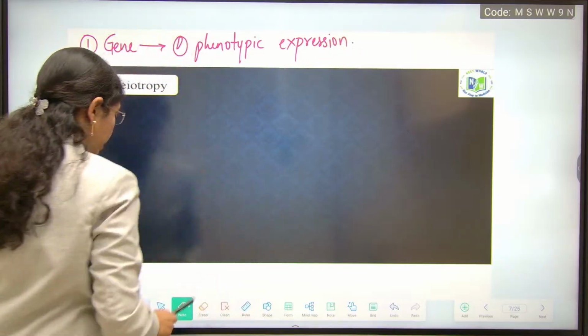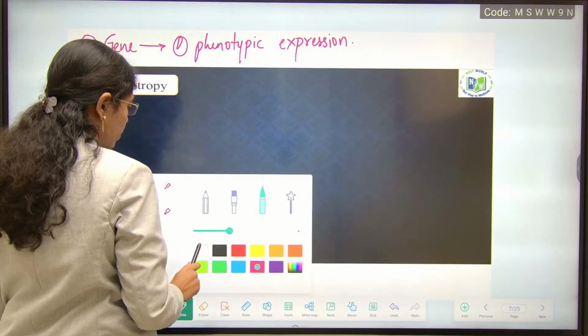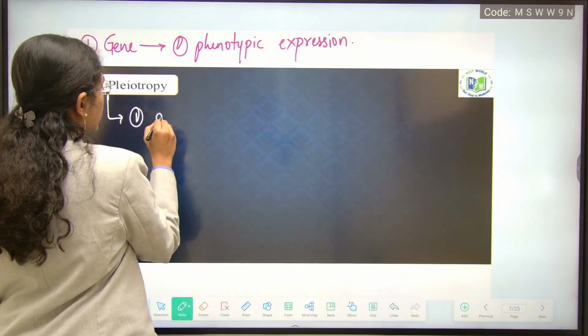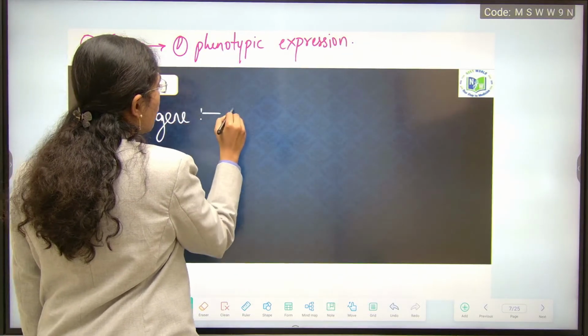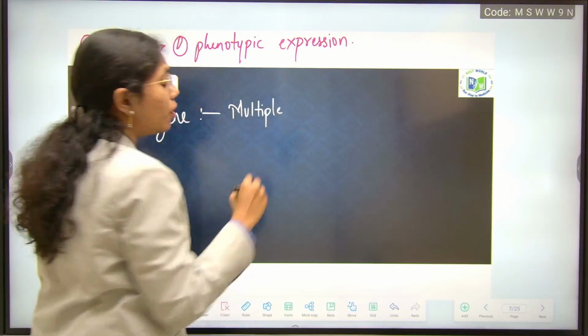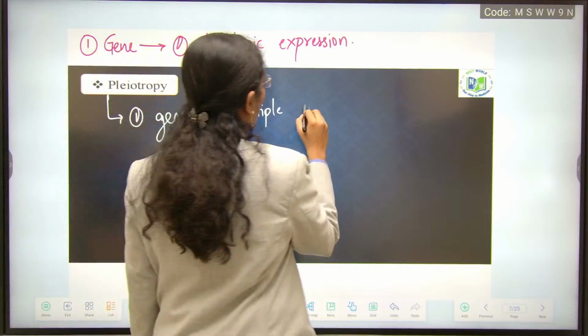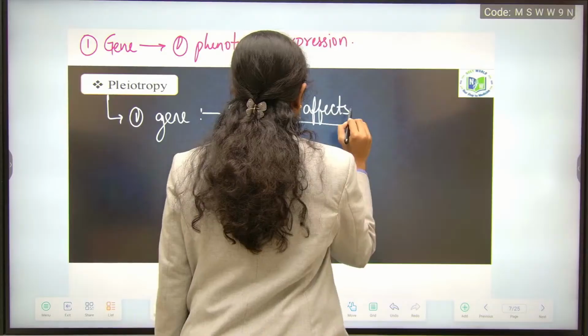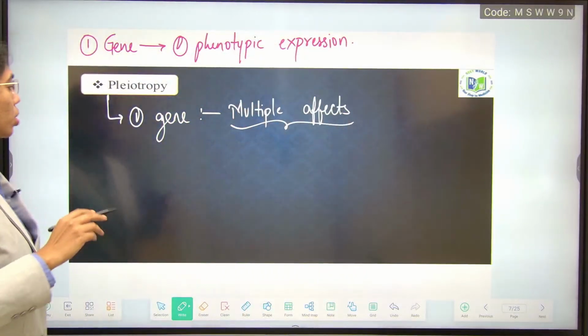But here according to pleiotropy, in this concept, you will clearly observe one gene shows multiple effects. Multiple phenotypic expressions or multiple effects. The best example I can give you is skin depigmentation in humans.